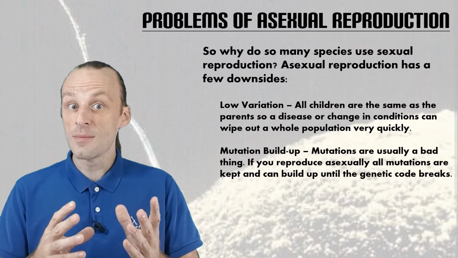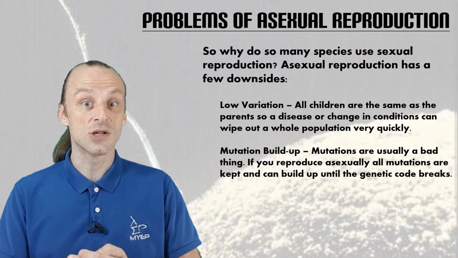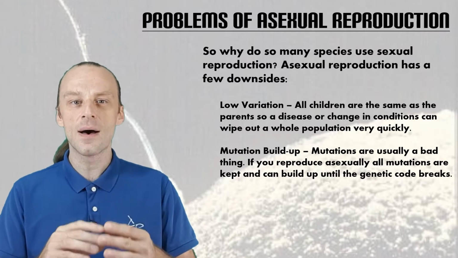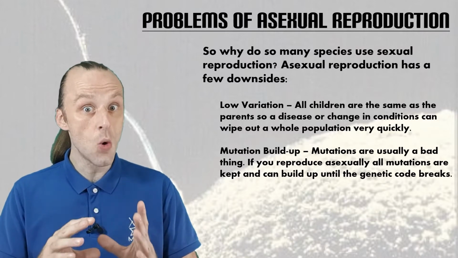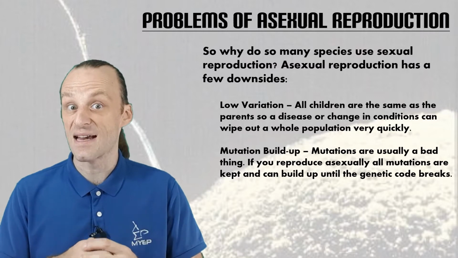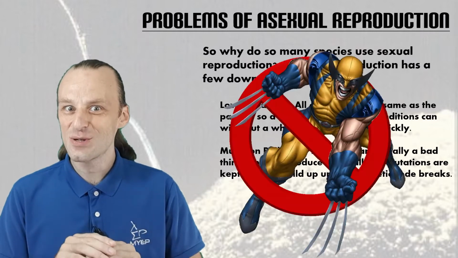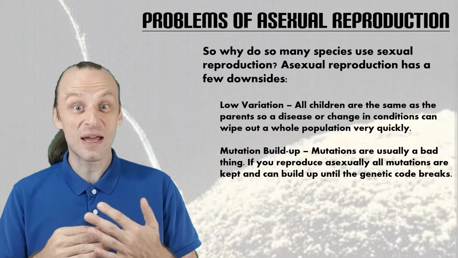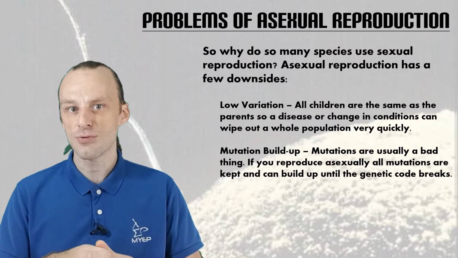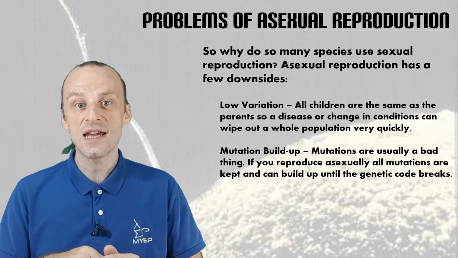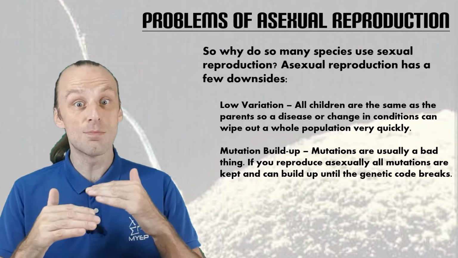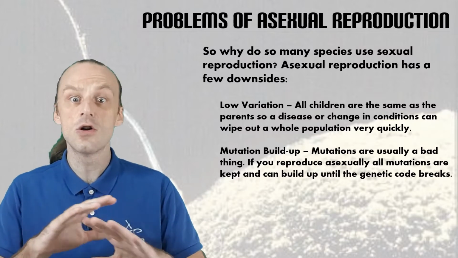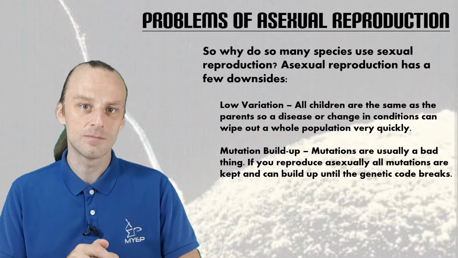The second problem is to do with those mutations which can build up over time. It's important to remember that genetic mutations are almost always a bad thing. They do not give you superpowers. In fact, they lead to your genetic code becoming weaker and harder to read. If you reproduce asexually, these mutations build up over the generations, and eventually the genetic code breaks down altogether.